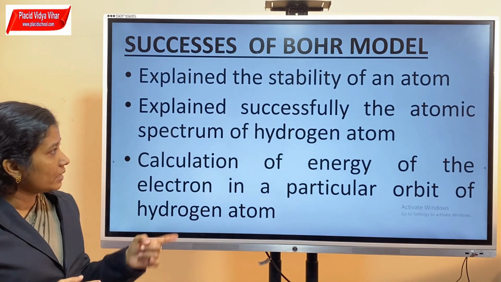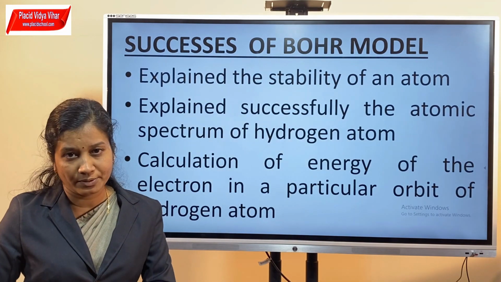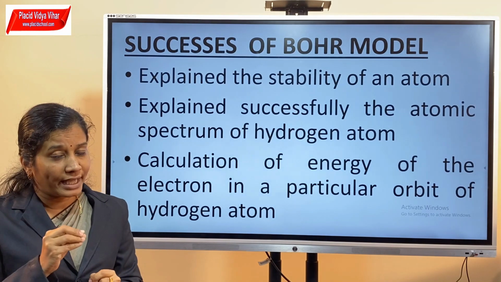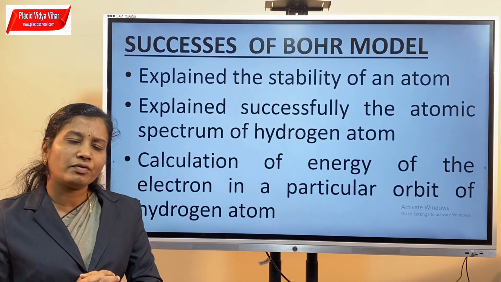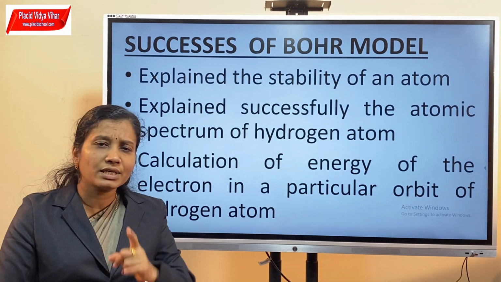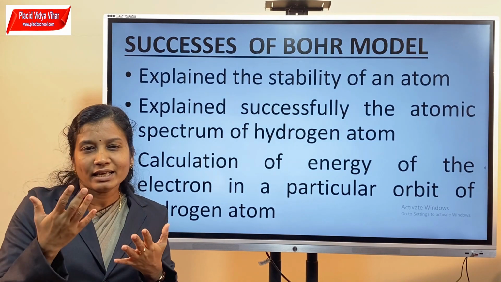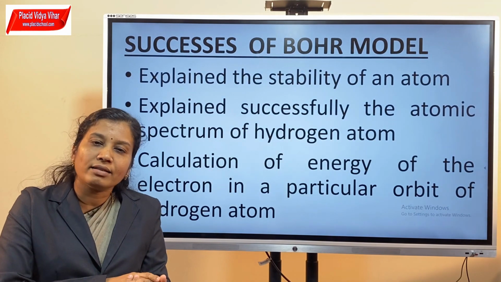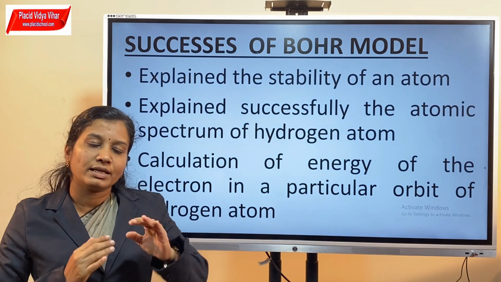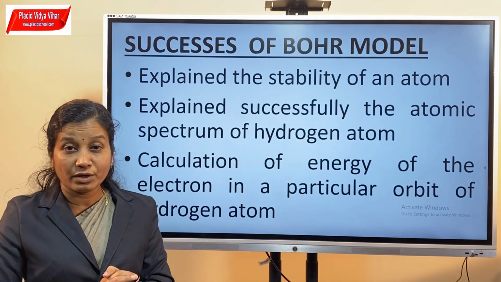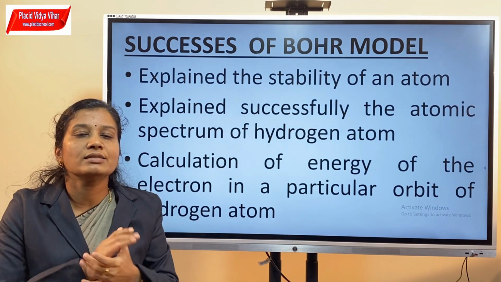Then the second one: it successfully explains the atomic spectrum of the hydrogen atom. What do we mean by the spectrum of the hydrogen atom? Consider that the hydrogen atom contains only one electron. This one electron mainly occupies the first level, that is, the ground level. But when it absorbs energy, it goes to a higher energy level. But when it stays in the higher energy orbit, it is quite unstable.